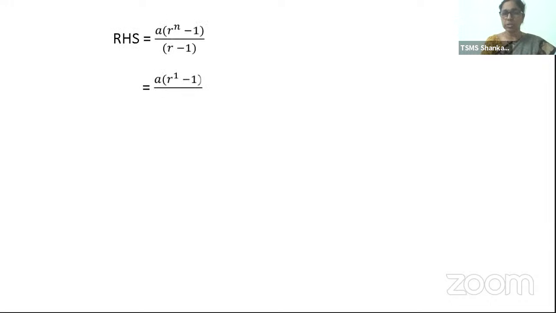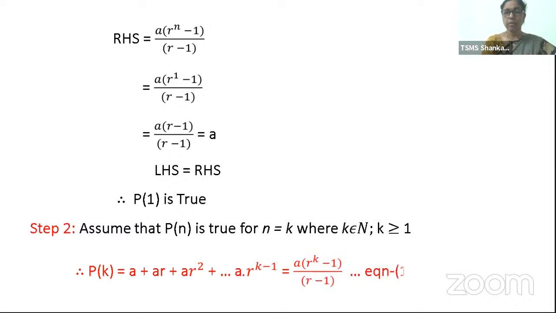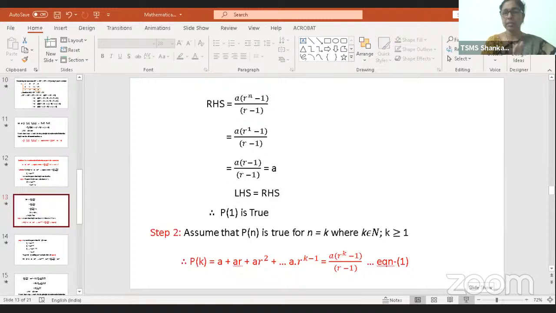There is no doubt. I'm sure there is no doubt. Probably you got it in the third step. The second step is what? Such a detailed explanation is given. Substitute n is equal to 1, r minus 1 will get cancelled, a. The second step is to assume that it is true for n is equal to k. So here the statement is written just by replacing n with k, nothing else.